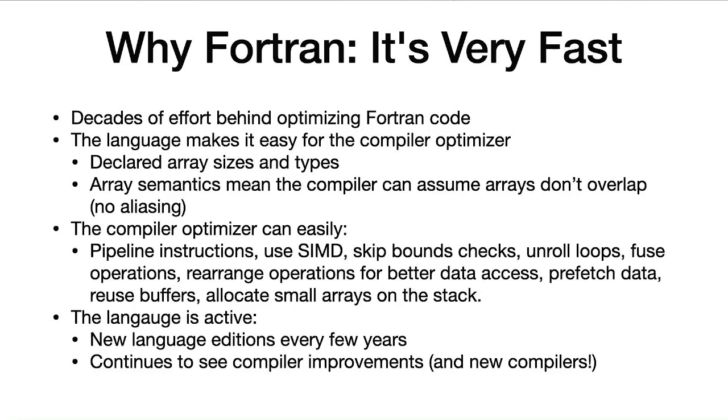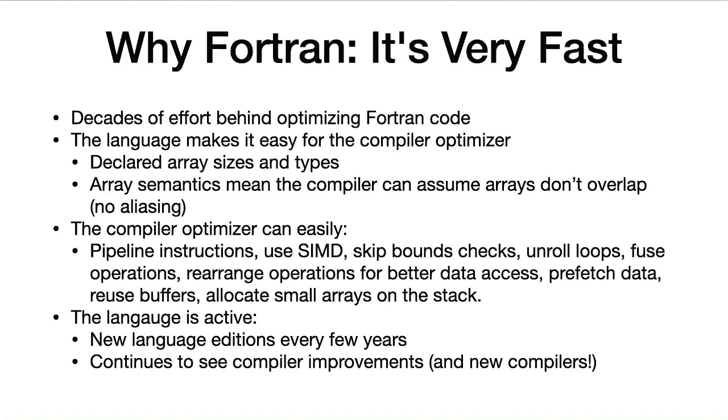So Fortran is very, very fast, and it's fast for a couple of reasons. One is the people writing Fortran code and running Fortran code really care about speed, and they've cared about it for a long time. There are decades of effort behind making Fortran fast. The language itself also makes it really easy for the compiler. So the arrays are first-class citizens in Fortran with declared sizes and types and a memory layout. And the array semantics means that the compiler can assume arrays don't overlap.